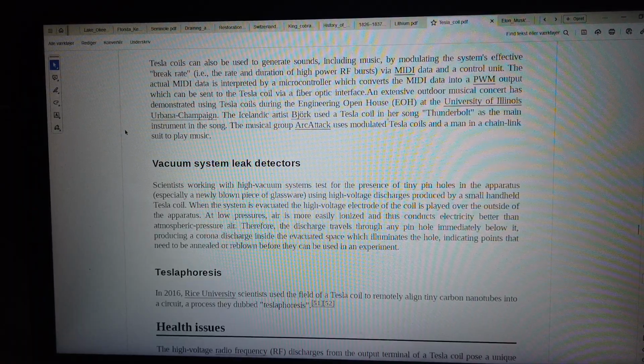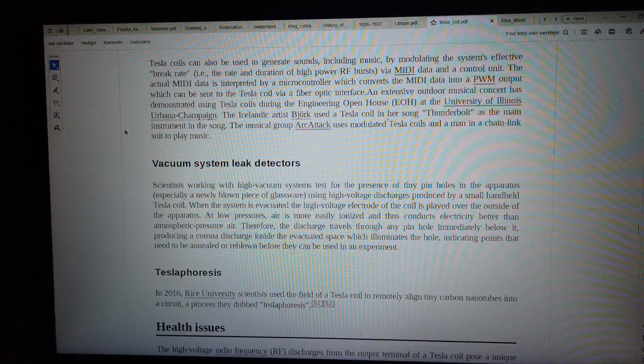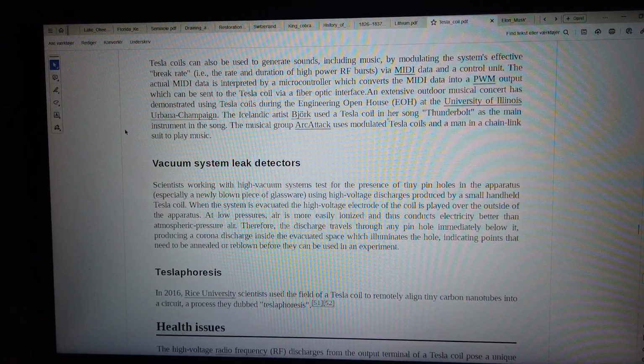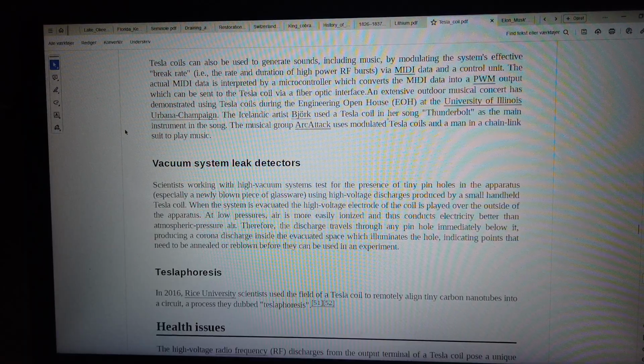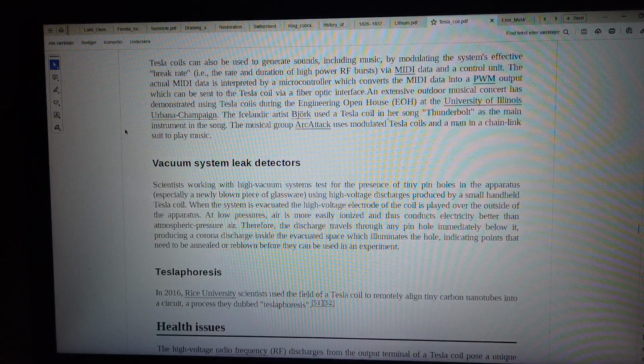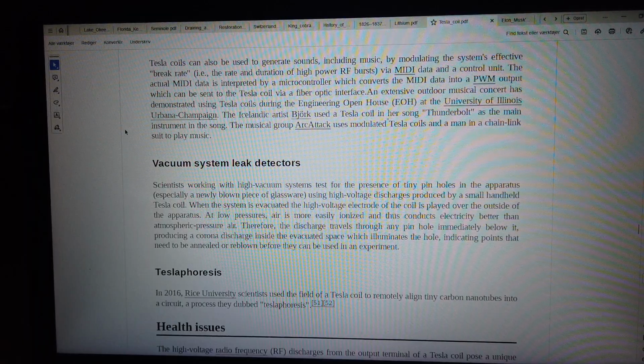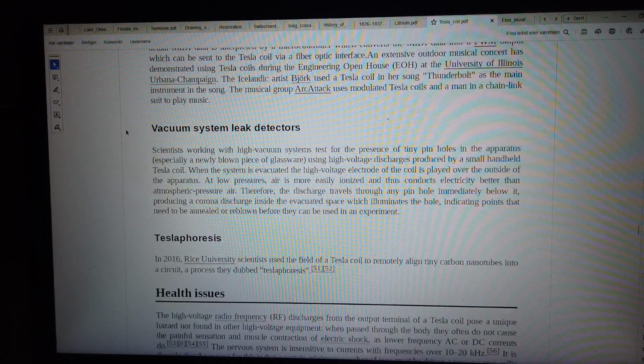An extensive outdoor musical concert has been demonstrated using Tesla coils during the Engineering Open House, EOH, at the University of Illinois Urbana-Champaign. The Icelandic artist Björk used a Tesla coil in her song Thunderbolt as the main instrument in the song. The musical group Arc Attack uses modulated Tesla coils and a man in a chain-link suit to play music.